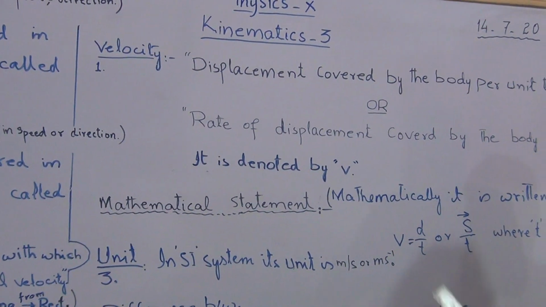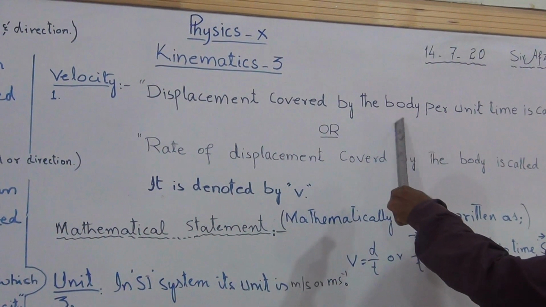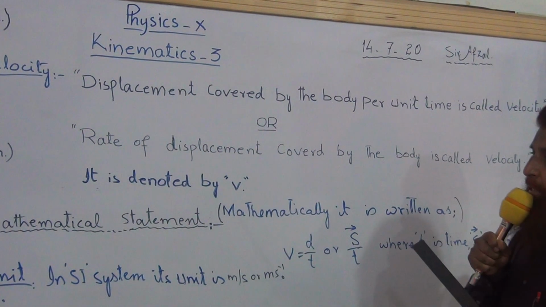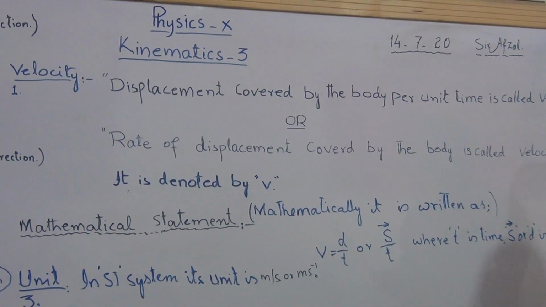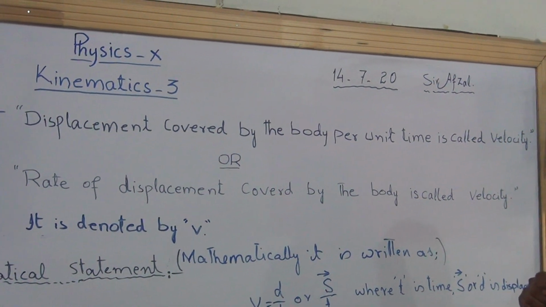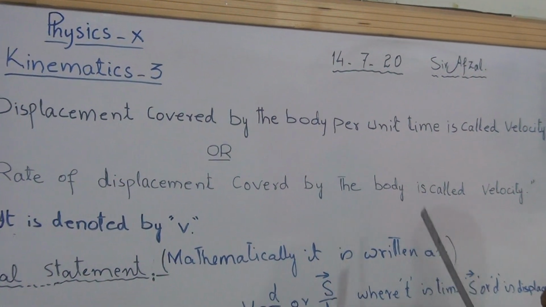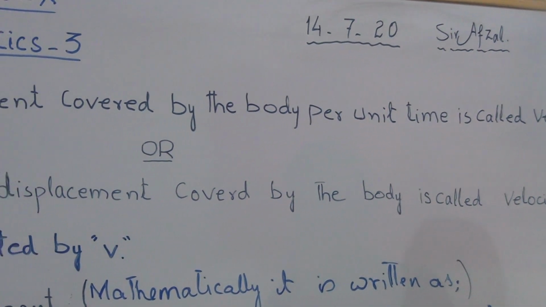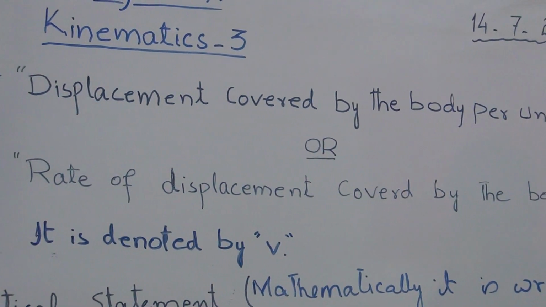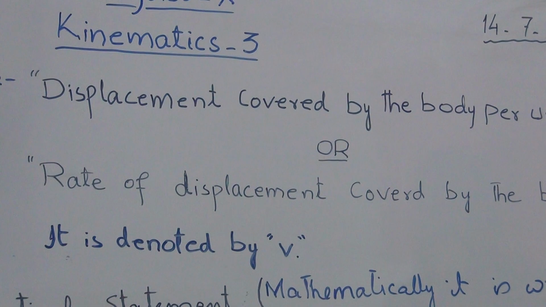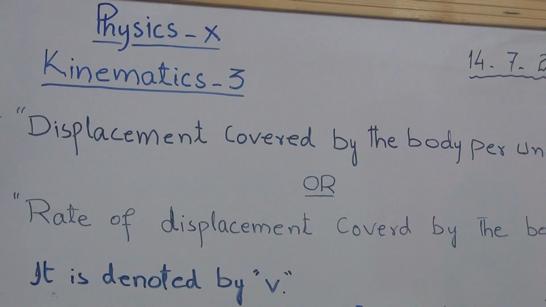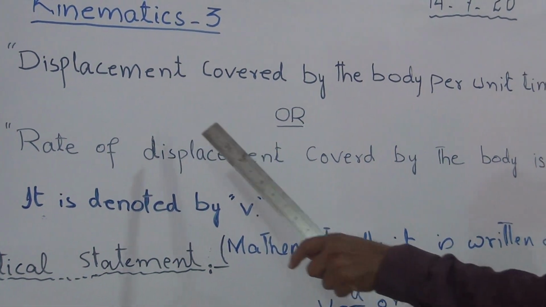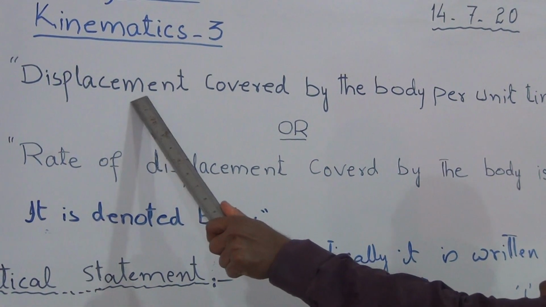First of all, the definition of velocity: displacement covered by the body per unit time is called velocity. Displacement means distance in a particular direction, divided by the time you have taken for this displacement. As you have read, in speed, the distance covered per unit time is called speed. In speed there is no direction, but in velocity there is direction. Therefore, we call it displacement.